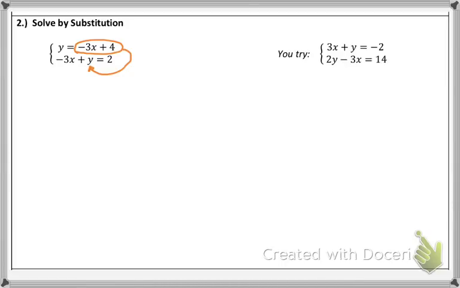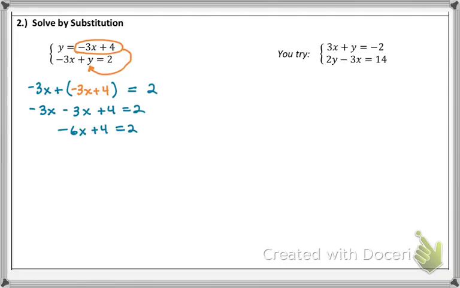So I'm going to go ahead and do that. So the second equation, negative 3x plus, instead of y, I know that y is equal to negative 3x plus 4. So I'm going to substitute that in, equals 2. And now we have an equation with just one variable. So now I can simplify. Negative 3x minus 3x plus 4 equals 2. Combine like terms, negative 6x plus 4 equals 2. Minus 4 on both sides. Negative 6x is equal to negative 2.